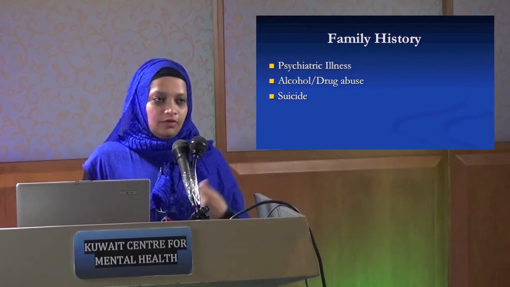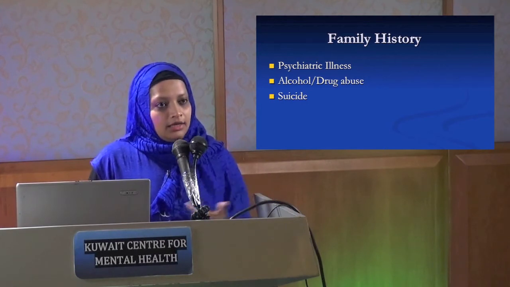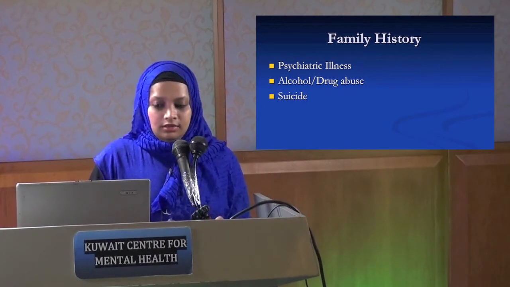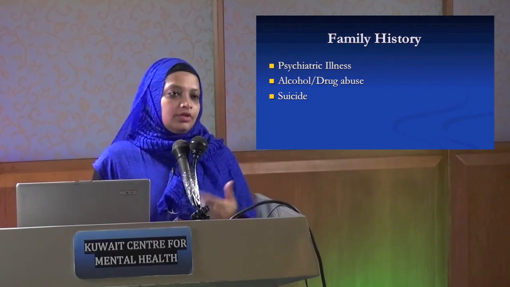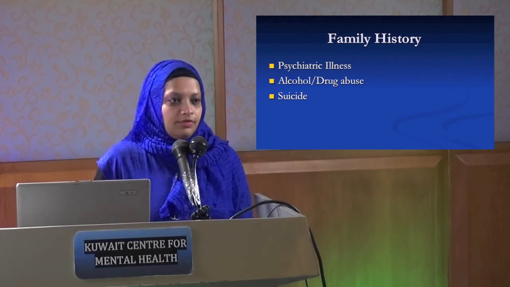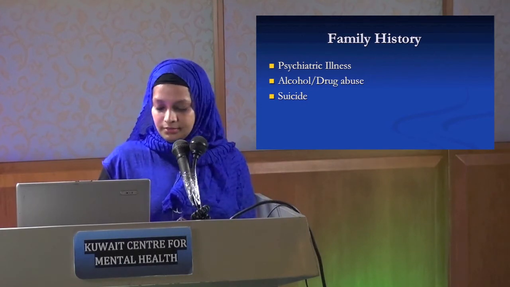Family history, we have to ask them whether there is anybody in their family, even in their first degree relatives, who have had a similar problem, and also any other psychiatric illness. And as you all know, alcohol and drug abuse and suicide, if there is a history of it in the family, the risk is higher for the patient. So you need to ask them quite explicitly.